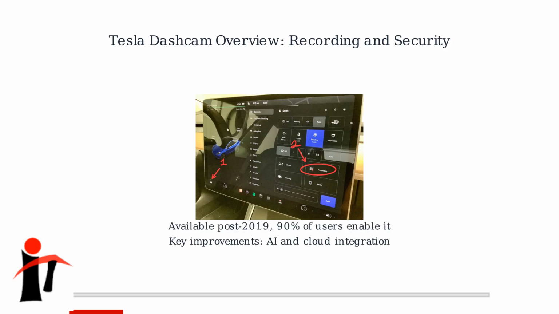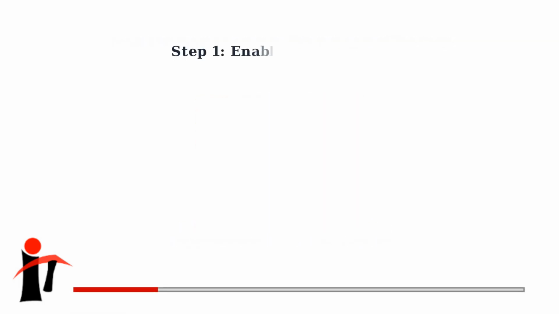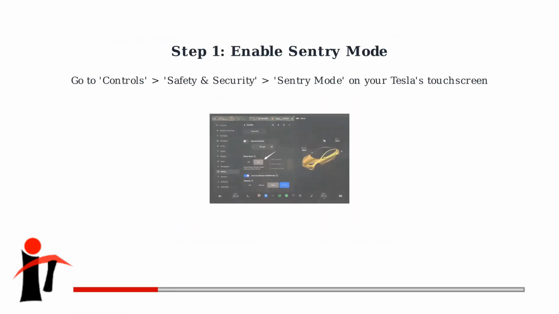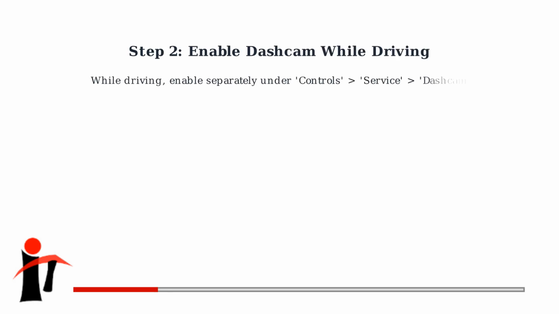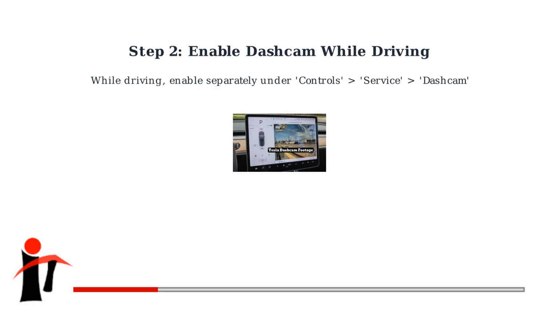It is available on vehicles manufactured after 2019, with over 90% of active Tesla users enabling it. To enable Sentry mode, navigate to Controls, then Safety and Security, then Sentry mode on your Tesla's touchscreen. This allows the dashcam to activate when parked for security monitoring. While driving, the dashcam records continuously if enabled separately under Controls, Service, Dashcam. This provides constant footage during motion.